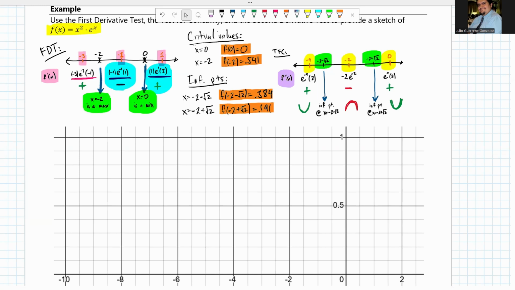Okay, so what I'm going to do is grab those points in orange and put those down first. So I have critical values at 0 and at -2. Actually, let me do it in a little brighter of a color. Let me do the hot pink. 0, 0 is going to be 1 point. And -2, and what is that? A little bit more than a half, so maybe like right here.